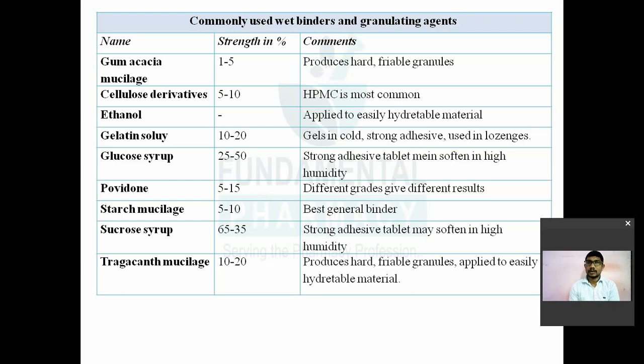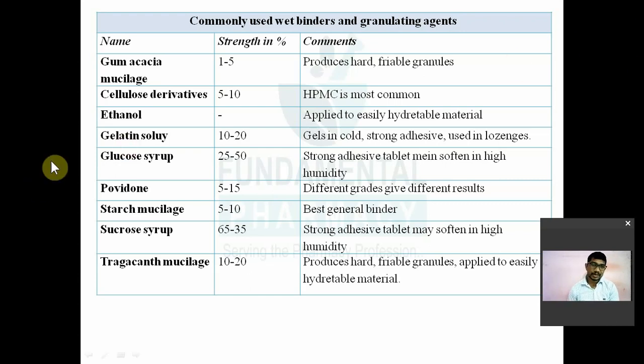And what are granules? Granules are nothing but regularly shaped aggregations of your particles made using a binder. You have to make them using the binder. So what kind of binders are used in granulation? Those are given in this slide.